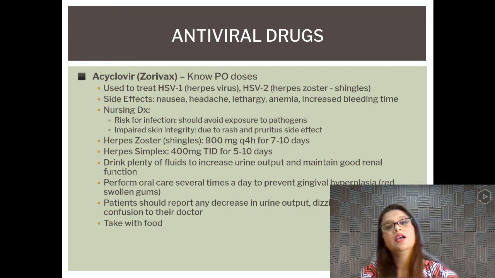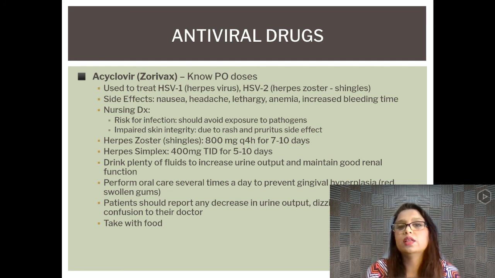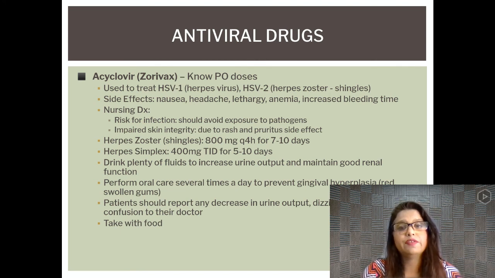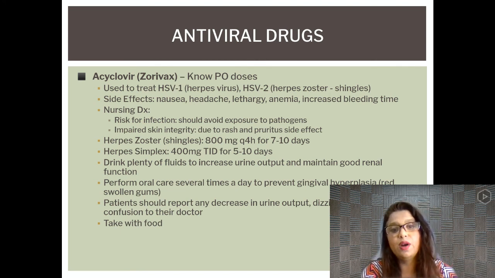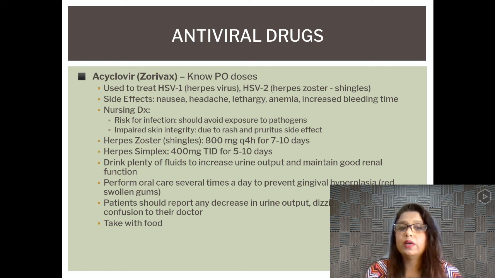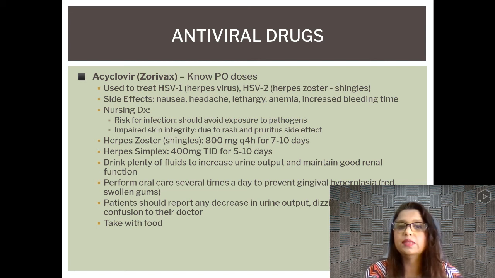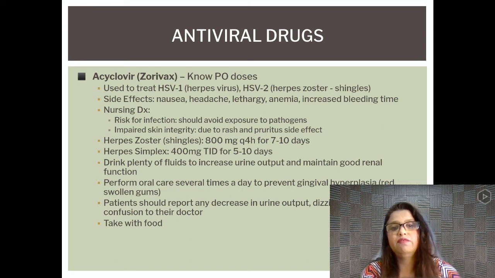Now, herpes zoster, also called shingles, which is a type 2 herpes infection. We give 800 milligrams every 4 hours for 7 to 10 days. In herpes simplex, 400 milligrams 3 times a day for 5 to 10 days. Drink plenty of water, and then perform oral care to prevent gingival hyperplasia, which is inflammation in the mouth and swollen gums. And patients should report any decrease in urine output, dizziness, anxiety, confusion to the physician, and always take it with food.